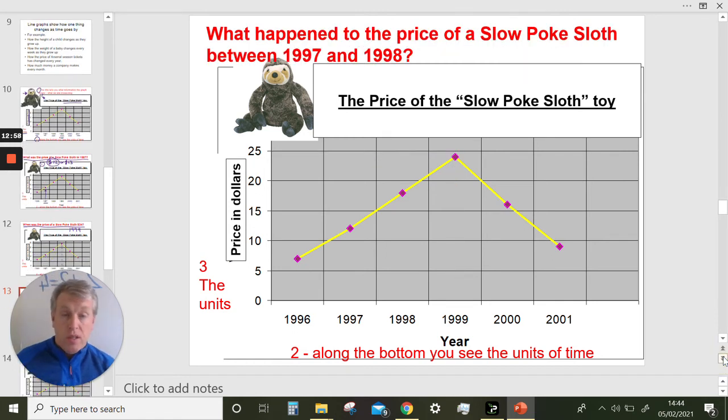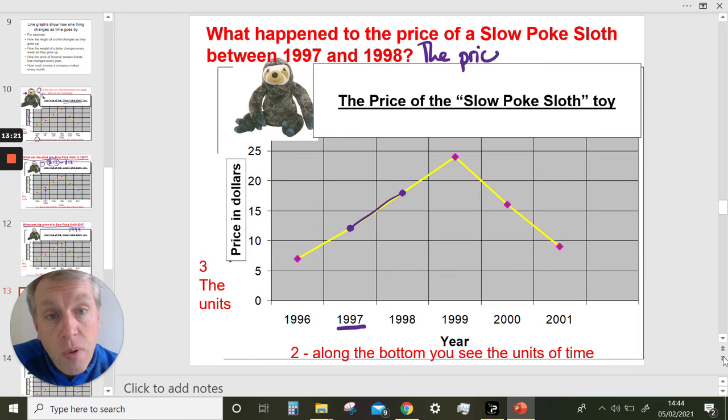What happened to the price of a slowpoke sloth between 1997 and 1998? Well, 1997 is here, so there's the data point. 1998 is here. We see the line go up. You could answer this in different ways. We could say the price went up. We could even say the price went up. We could add some more detail.